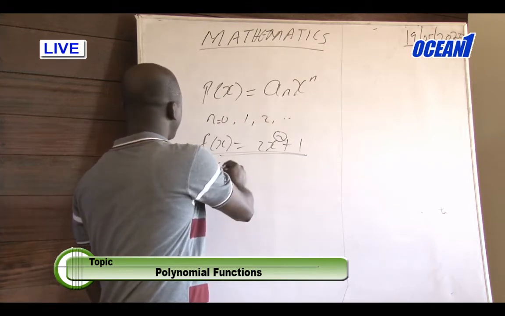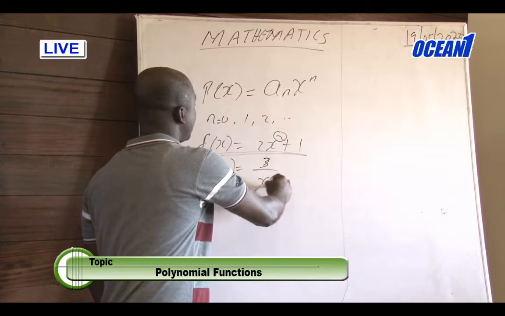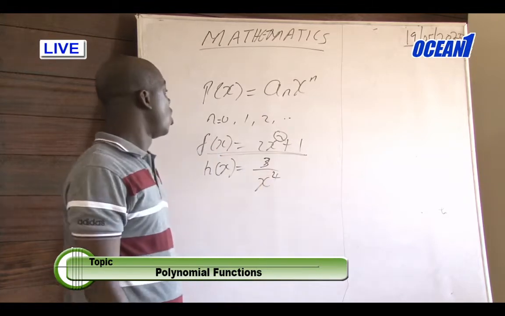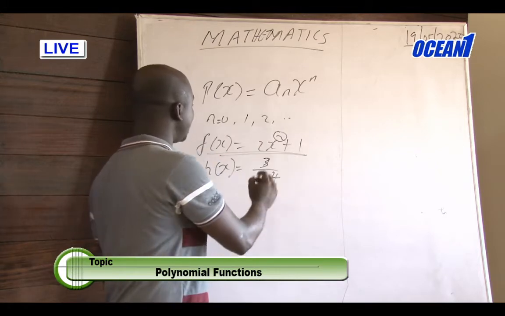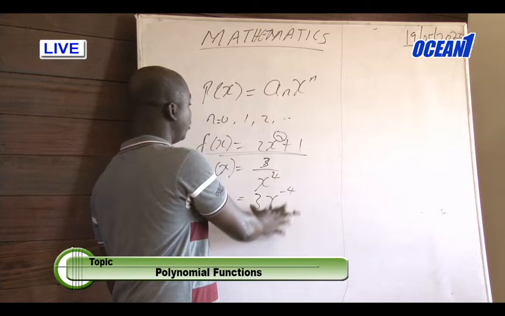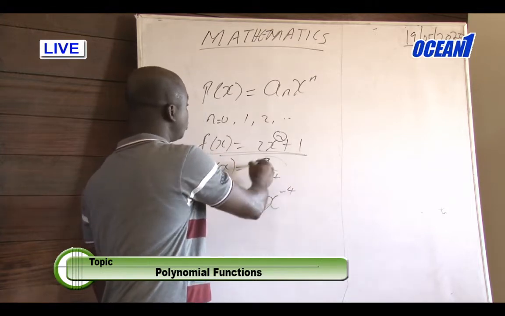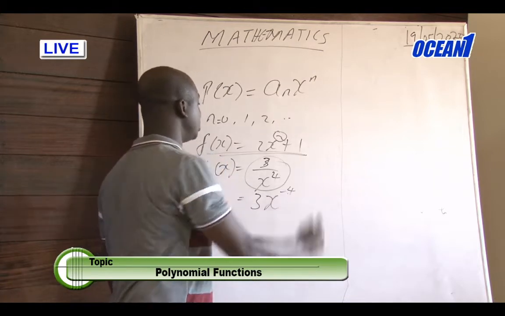In other words, if we have another function of the form 3 over x to the power, let's say 4, we may still consider this one to be a positive exponent, but we should remember that we can actually write this as 3x to the power -4 when we write it in linear form. So this will not qualify as a polynomial function because in this case, the exponent will become negative.